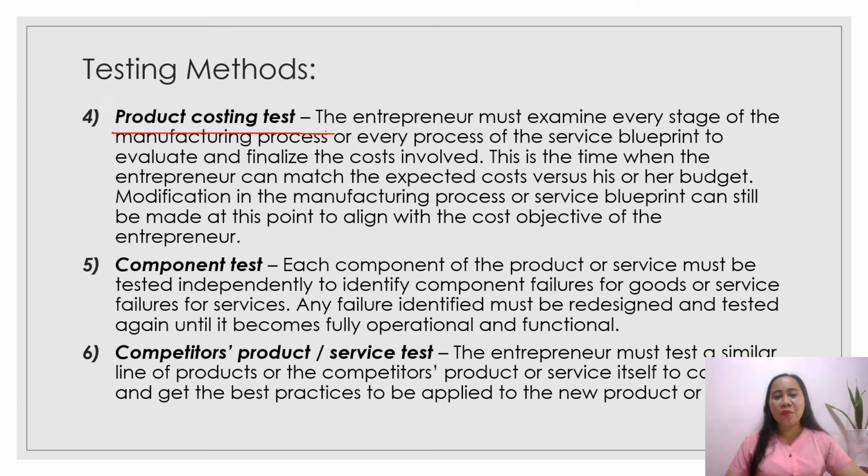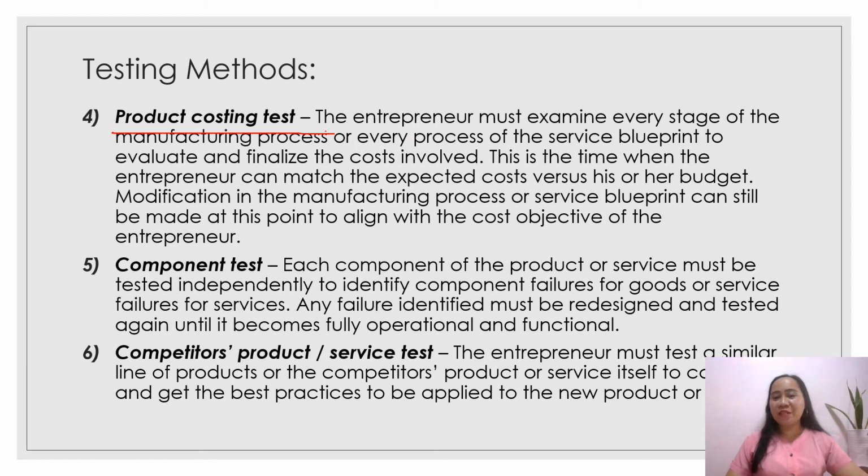So this time, when the entrepreneur can match the expected cost versus his or her budget, then modification in the manufacturing process or service blueprint can still be made at this point to align with the cost objective of the entrepreneur. Remember, it is our goal to have profit, so we must do the costing properly.